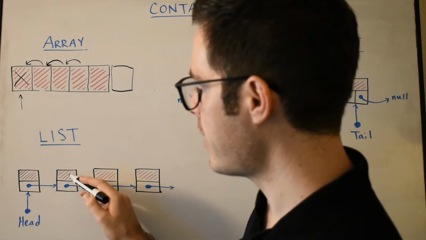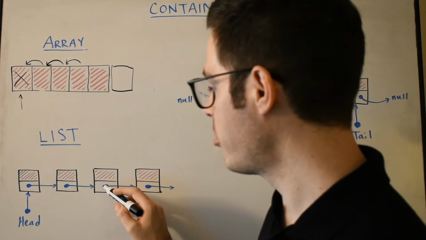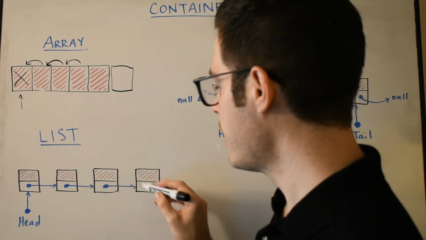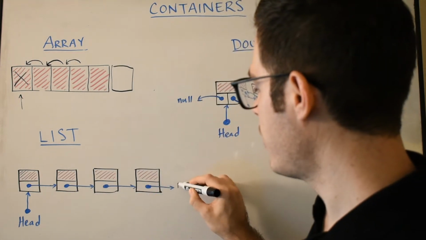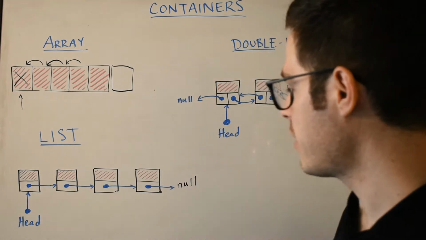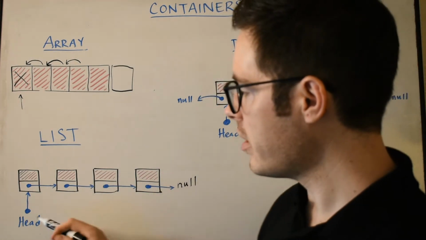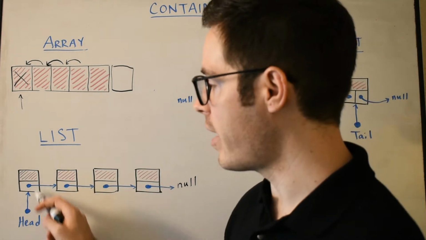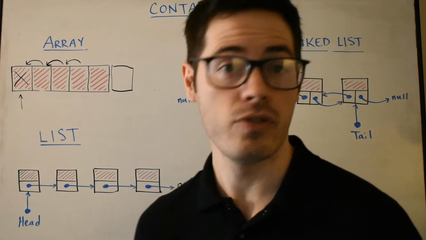Likewise, that next node has its own data, and it also has a pointer pointing to the next node, which has a pointer pointing to the next node. Now, the last item in the list points to nothing. So it basically has a null pointer. So this is how a list works, and you typically have a special pointer pointing to the head of the list, so that way you can get the very first item if you want to.